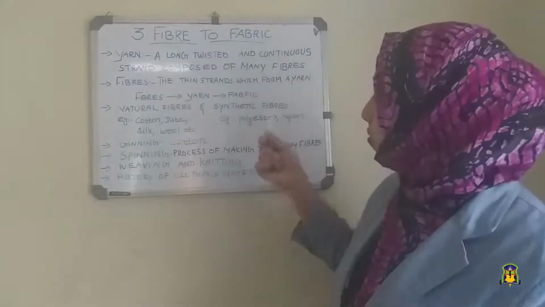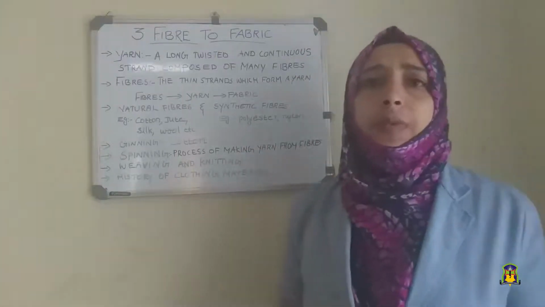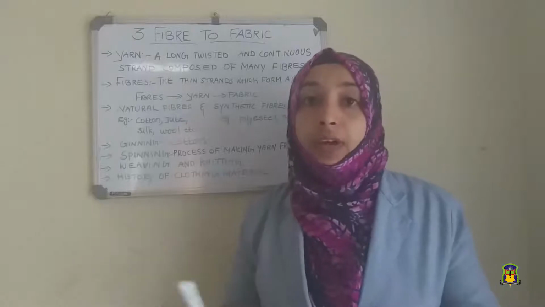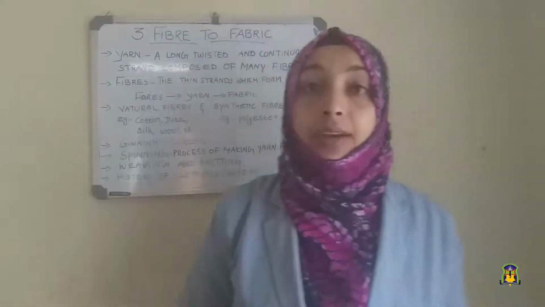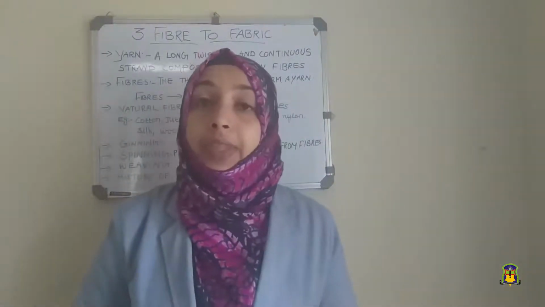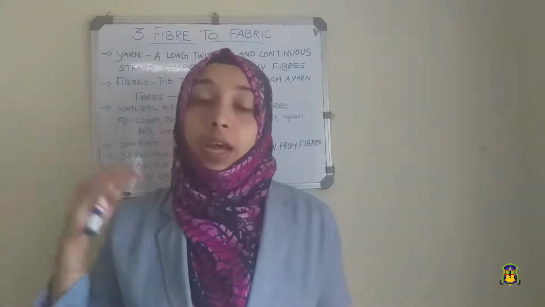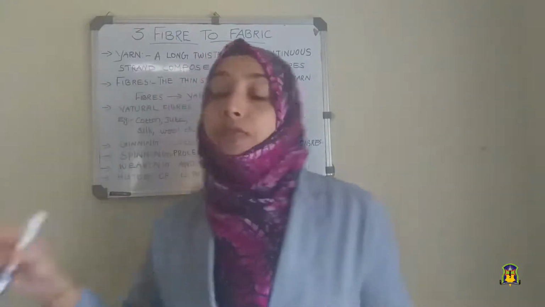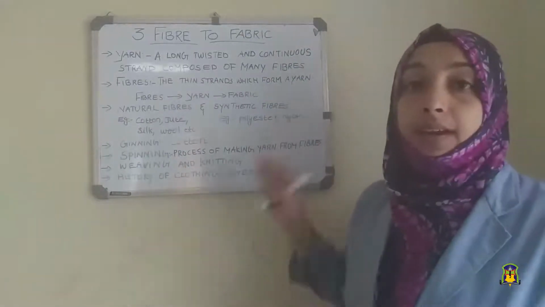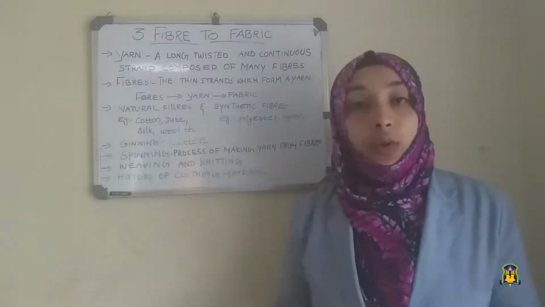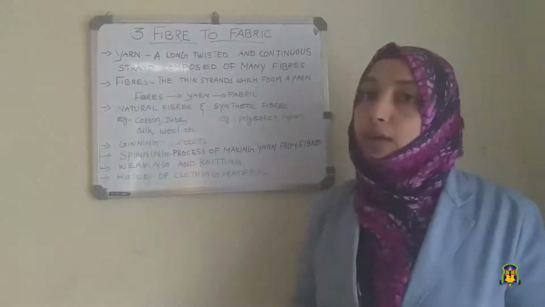Okay. The next one is synthetic fibers. What is meant by synthetic fibers? Yes, the fibers made from chemicals. They are not available from our nature. For example, polyester, nylon, acrylic. These are examples of synthetic fibers.